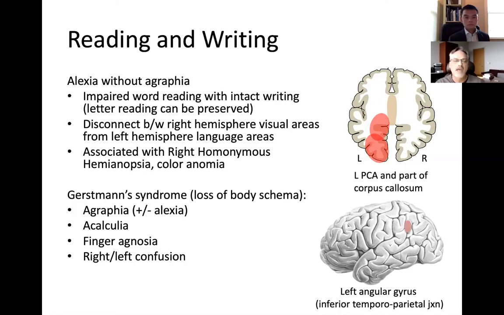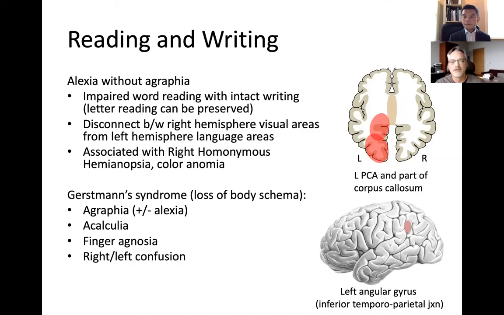They also have acalculia. Acalculia is an inability to perform simple arithmetic functions like addition and subtraction. Finger agnosia is another symptom. Finger agnosia refers to the inability to name fingers on the hand contralateral to the stroke. For instance, if you ask them to name their index finger, they wouldn't be able to do that, or to name their pinky or their middle finger. That's finger agnosia.